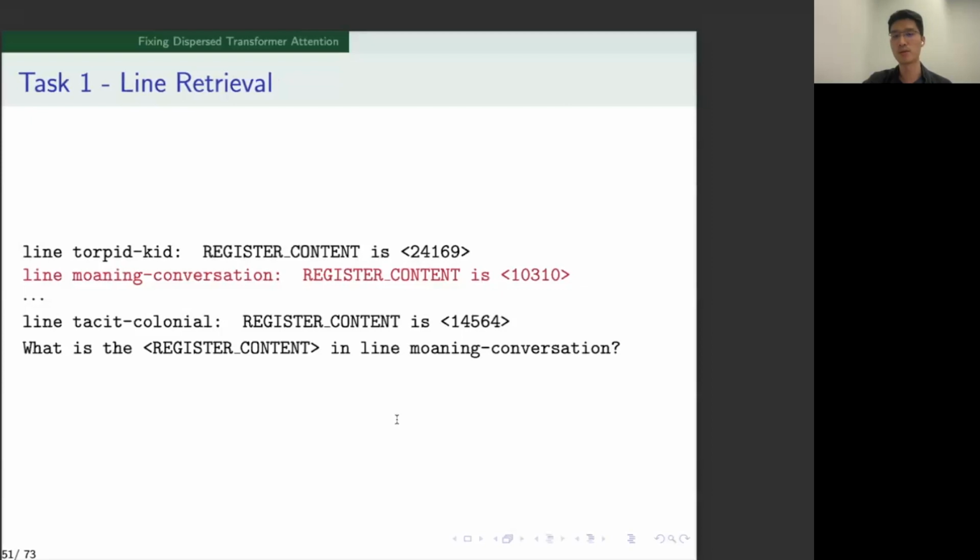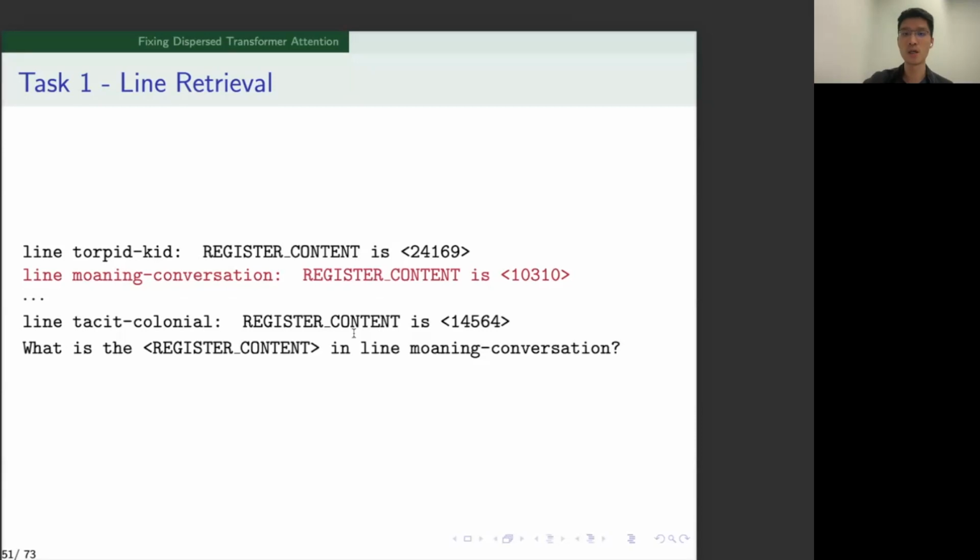So anyway, let's look at some concrete examples. We have a line retrieval test here. It means that we have a lot of key value pairs. The key is, for example, a line topic, just some random words. And the value is the register content. In the first line, it's 24169. And we just repeat the same pattern again and again, all the way to maybe like 10K key value pairs.